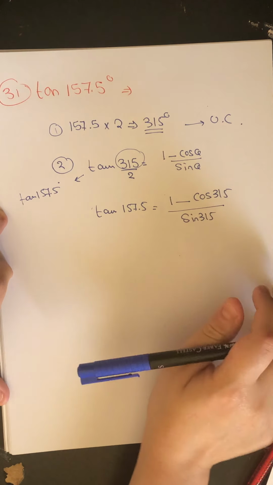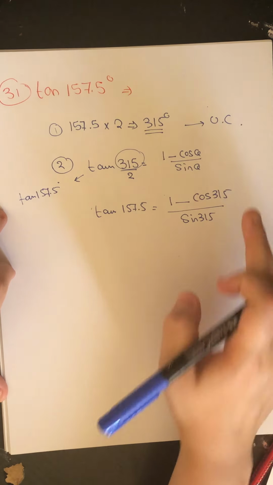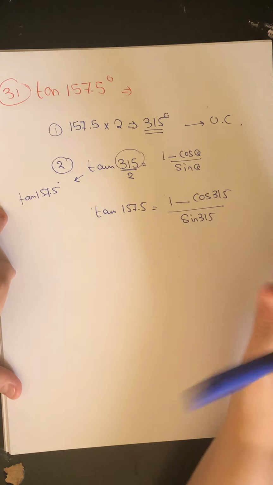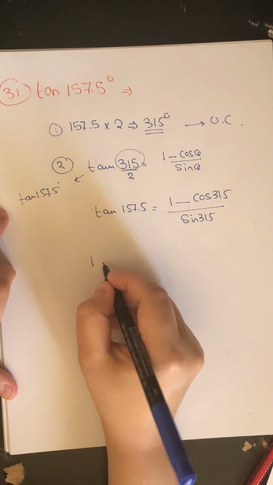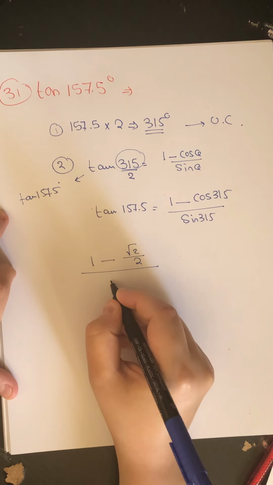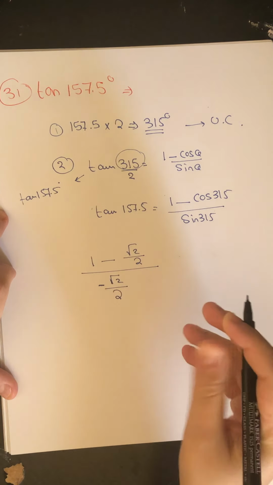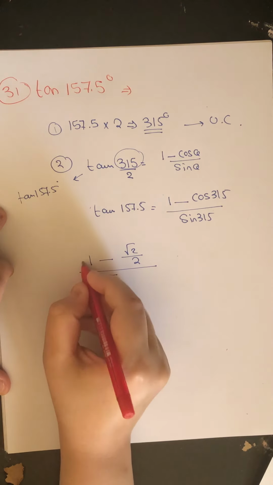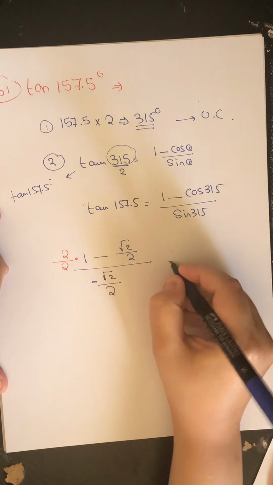This is an angle in quadrant 4, where root of 2 over 2 are the answers, one positive, one negative, if you still remember the unit circle. Anyway, so I have 1 minus root of 2 over 2, over sine 315, which is negative root of 2 over 2. Now it's just a simplifying job, right? So what will I do? Firstly, I'll multiply by 2 over 2 to be able to make the denominators equal.